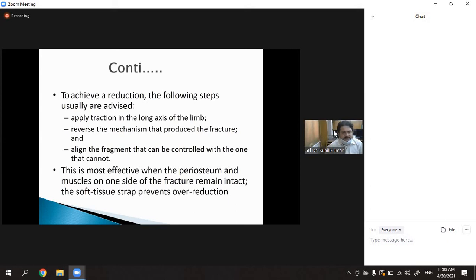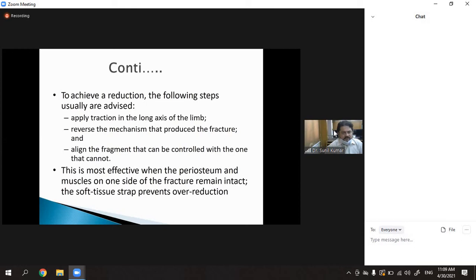Or the other step is to reverse the mechanism that produces the fracture and align the fragment that can be controlled with the bone that cannot be. This is the most effective when the periosteum and the muscles on one side of the fracture remain intact. The soft tissue strip prevents over-reduction.